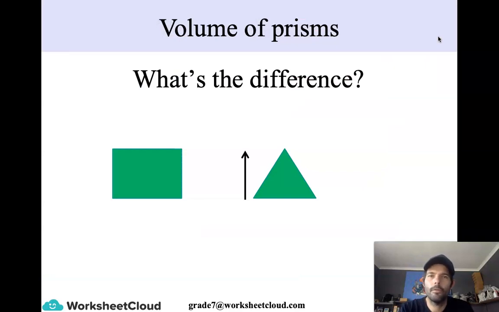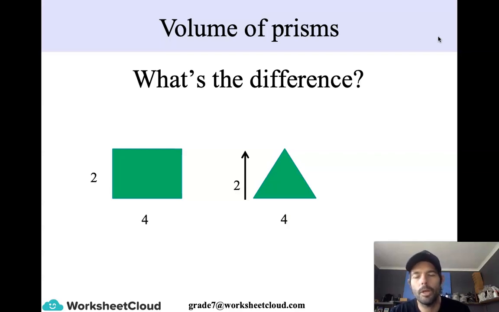Okay, let's get on to the volume of prisms. So the first thing I'm going to ask you is, what is the difference between those 2 shapes on the screen? And quite correct, one's a rectangle and one is a triangle. We work out the areas of those shapes differently. We know that the rectangle is length times width, or length times breadth, and the triangle is half base times height, and the height is indicated by the arrow.